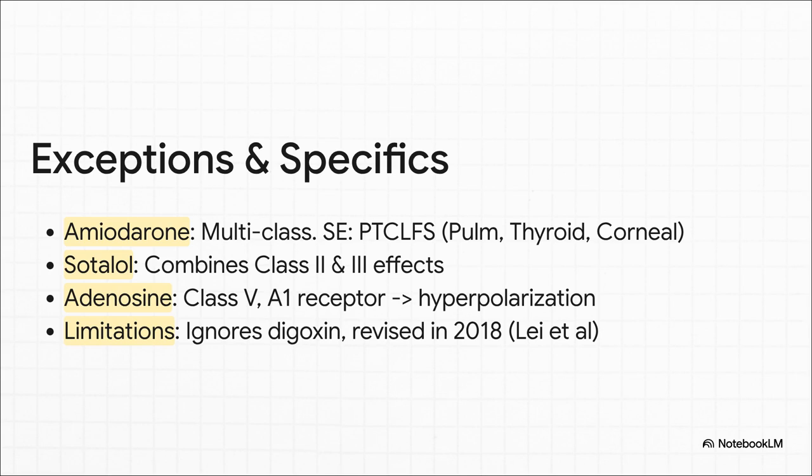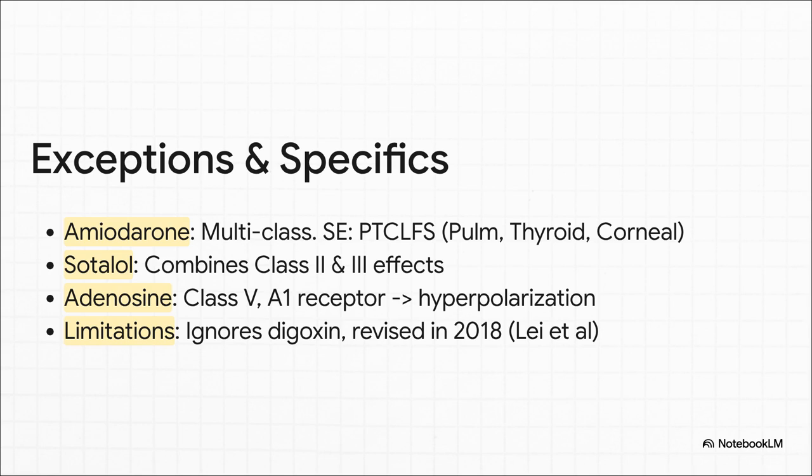Because of that, you must memorize its massive side effect profile using the PTCL-FS mnemonic: pulmonary fibrosis, thyroid dysfunction, corneal microdeposits, liver hepatotoxicity, flushing with photosensitivity, and finally S for side effects like peripheral neuropathy. Sotalol is another major exception, representing a Class 2 and Class 3 combination.